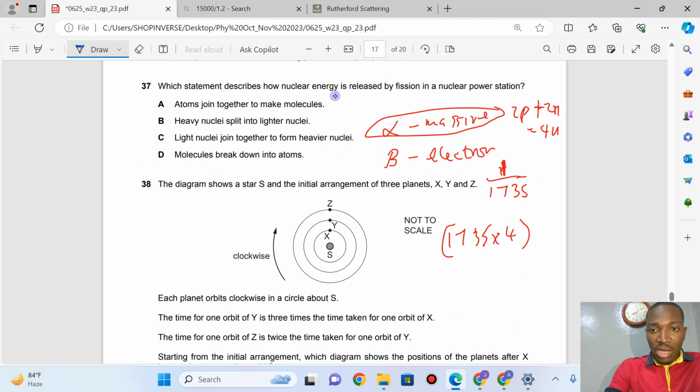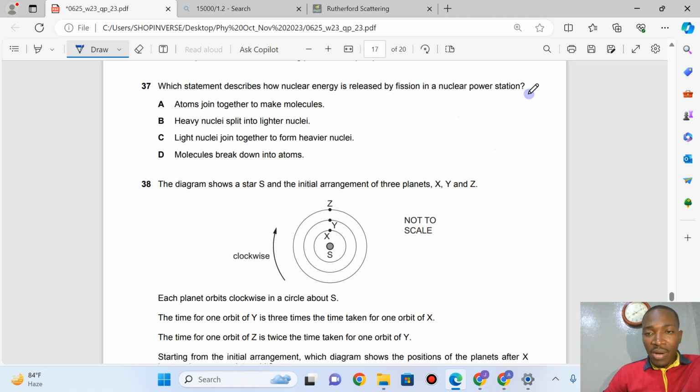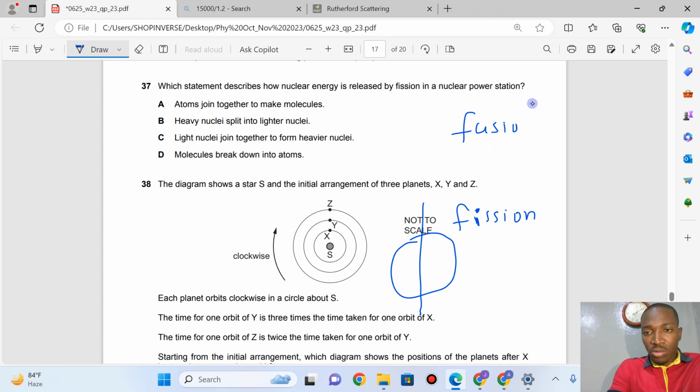Sorry, I have to remove all of this so that it does not lead to any form of distraction. All right, question number 37. Let's go. Which statement describes how nuclear energy is released by fission in a nuclear power station? When you see fission, just consider this I as what is splitting a heavy nucleus into two. But when you hear fusion, consider this U to mean the union of two smaller nuclei to form a heavier one.